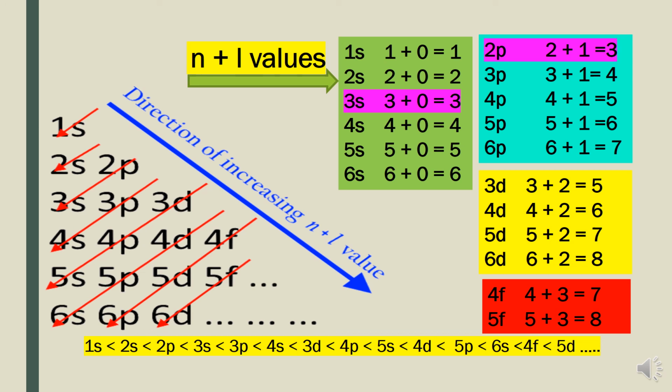So the order will be 1s, 2s, 2p, 3s, 3p, 4s, 3d, 4p, 5s, 4d, 5p, 6s, 4f, 5d, 6p, 7s, 5f, 6d. So here in this direction in which these arrows are going, you can understand the energy levels or increasing order of energies in various orbitals.